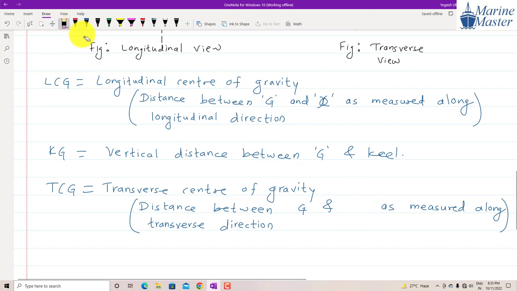Let me write down center line properly. How to denote center line? L, with a C inside that. So that is our LCG, KG and TCG, guys. So please everyone write down this discussion.